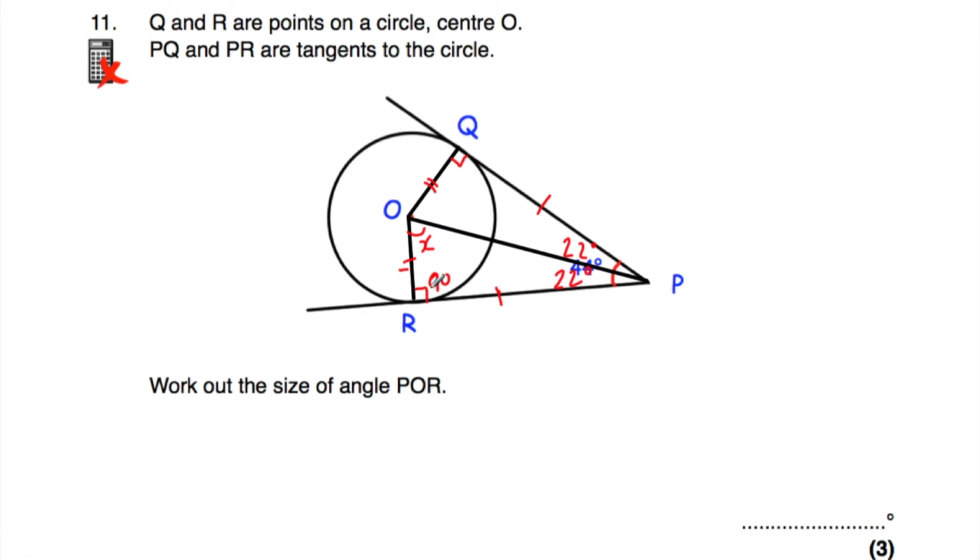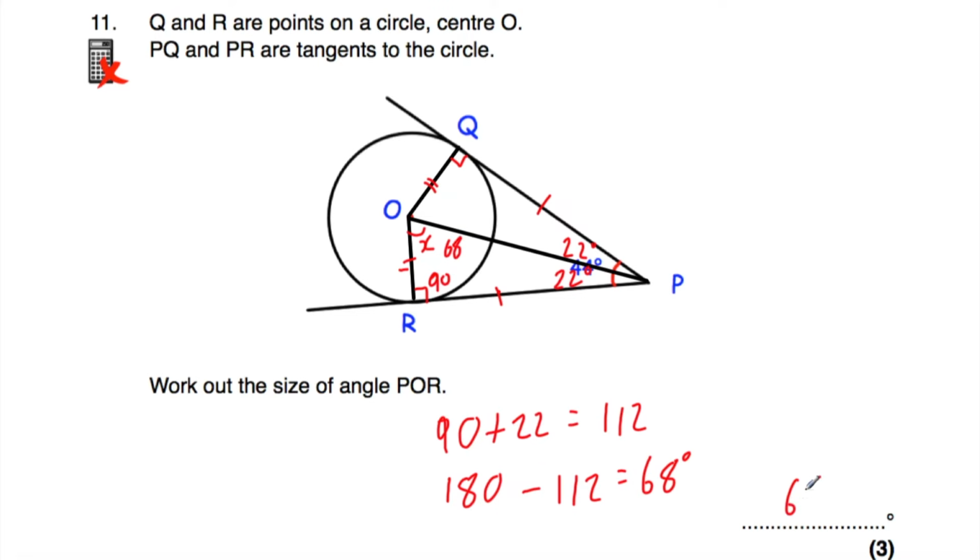So we've got a 90-degree angle, a 22-degree angle, and if we add them together, 90 plus 22, that's equal to 112. And if we do 180 take away 112, that's equal to 68 degrees. So that means the angle X, or angle POR, is 68 degrees. And that's it, 68 degrees.